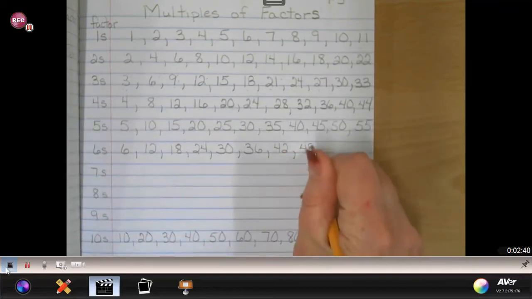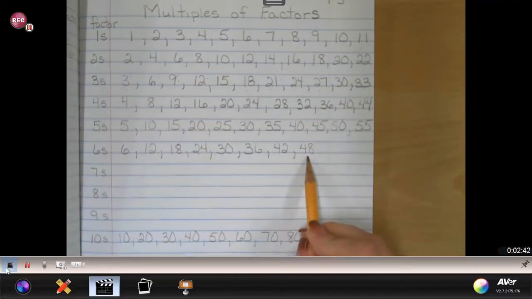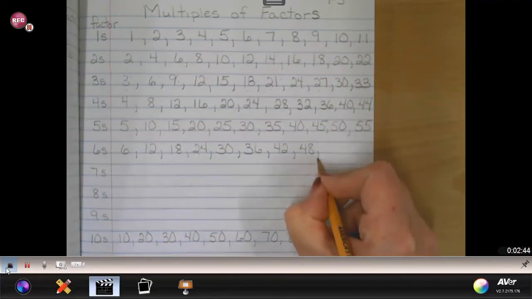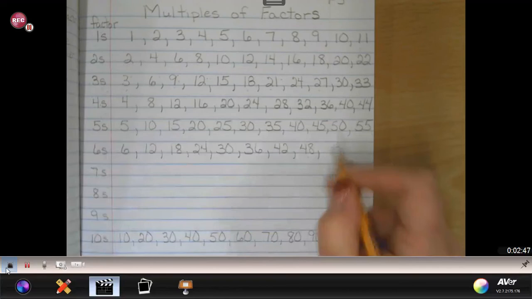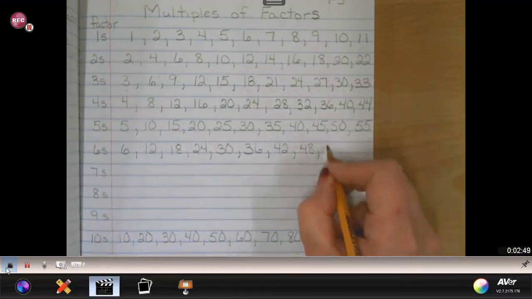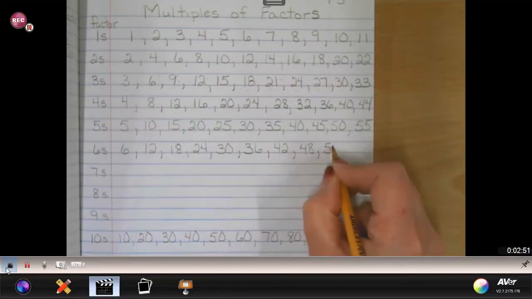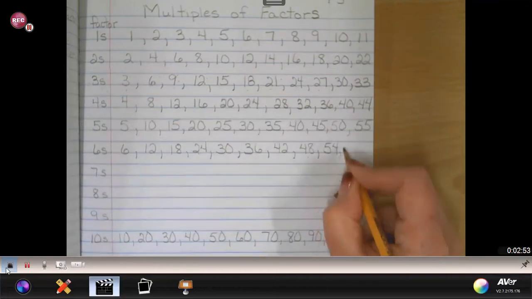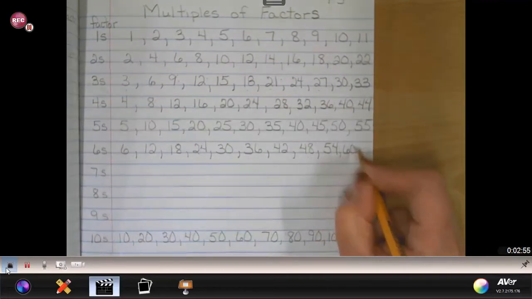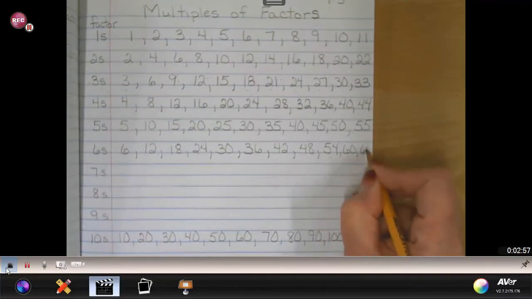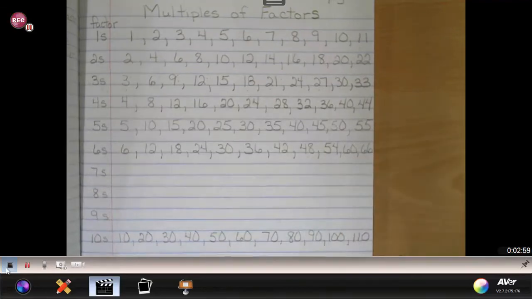So now we're at 8 groups of 6. So this is 6 times 8. 6 groups of 9, or 9 groups of 6. 9 groups of 6 is going to be 54. And 10 groups of 6 is 60, because 10 times 6 is 60. And one more group, which is 11 groups of 6, is 66. I think I spread them out there a little bit.